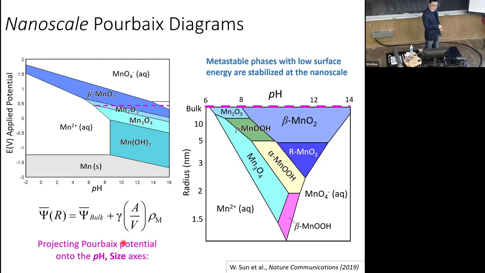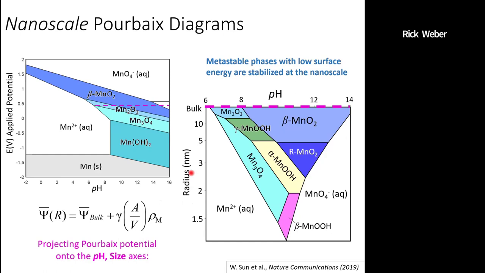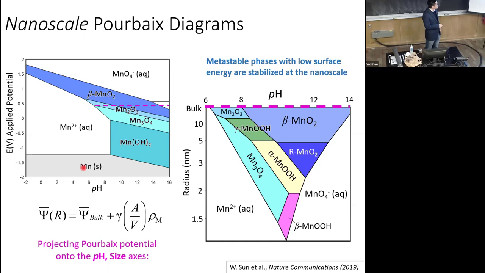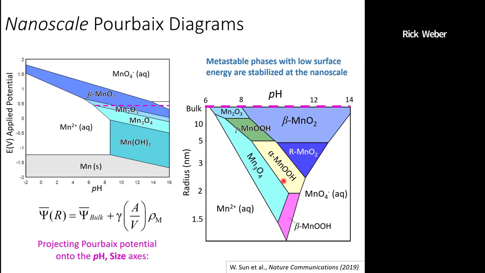So this is a nanoscale Pourbaix diagram. This diagram shows other polymorphs that are metastable that do not appear on the equilibrium phase diagram, and these are stabilized by a low surface energy. What I mean by that is that at the nanoscale, where surface energy matters a lot, these materials have very low surface energy, so they become stabilized at small particle sizes.